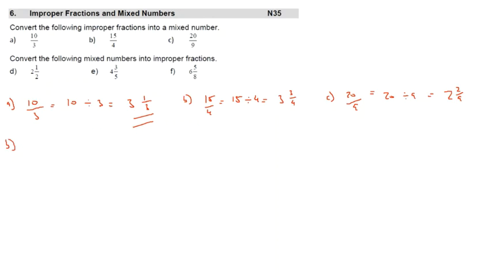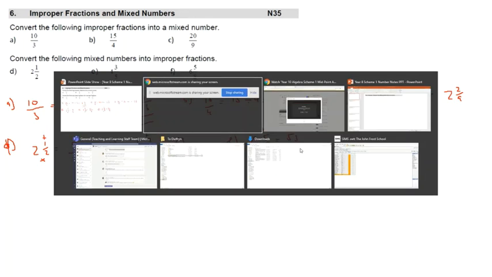But then part D, the other way, the shortcut is you just do 2 times 2 and add 1. 2 2s are 4, add 1 is 5. So this is 5 halves. Question E, 4 3/5. 4 times 5 is 20, add 3 is 23. So it's 23/5. And the last one, 6 5/8. 6 times 8 is 48, add 5 is 53. So it's 53/8.